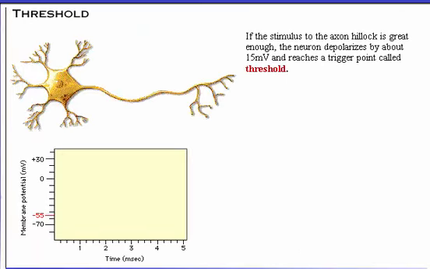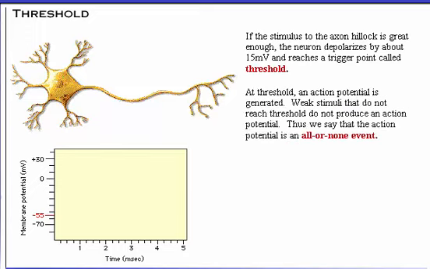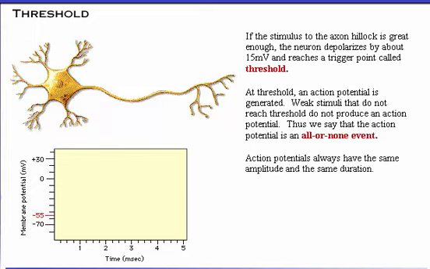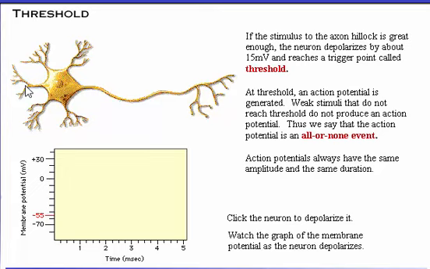If the stimulus to the axon hillock is great enough, the neuron depolarizes by about 15 millivolts and reaches a trigger point called threshold. At threshold, an action potential is generated. Weak stimuli that do not reach threshold do not produce an action potential. Thus, we say that the action potential is an all or none event. Action potentials always have the same amplitude and the same duration. Click the neuron to depolarize it. Watch the graph of the membrane potential as the neuron depolarizes.